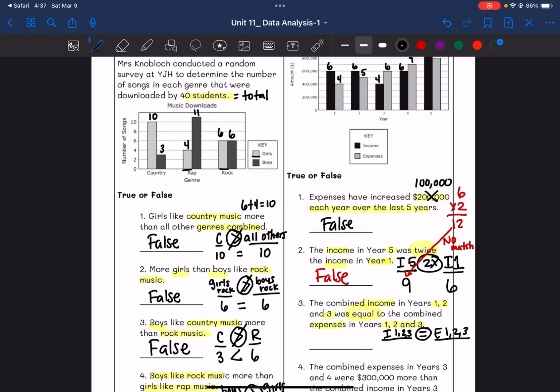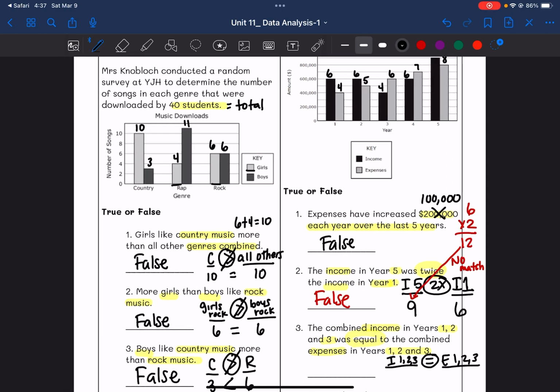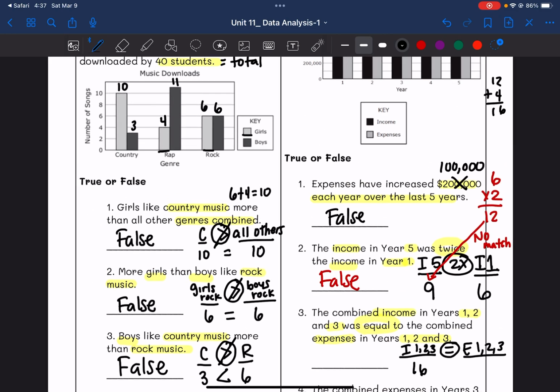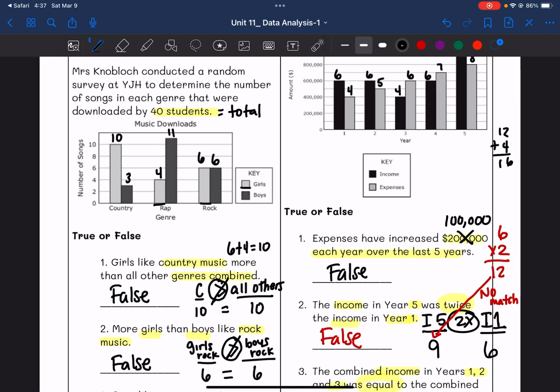So what I have to look at is income of years 1, 2, and 3. So income of year 1 is 6. Income of year 2 is 6. So 6 plus 6 is going to be 12. And then 12 plus 4 is going to be 16. So, 16 goes here. And let's take a look at expenses, which is the gray color of years 1, 2, and 3.